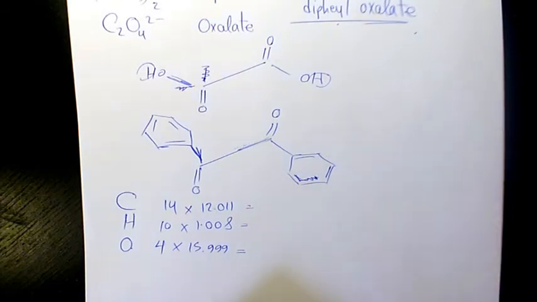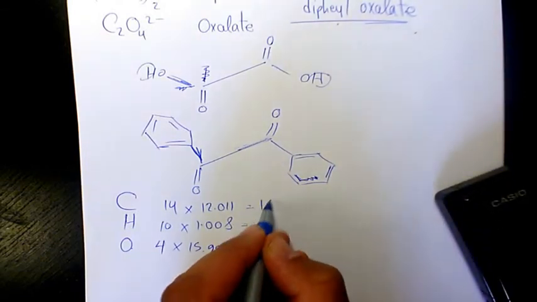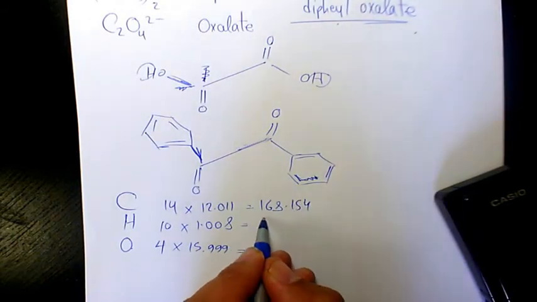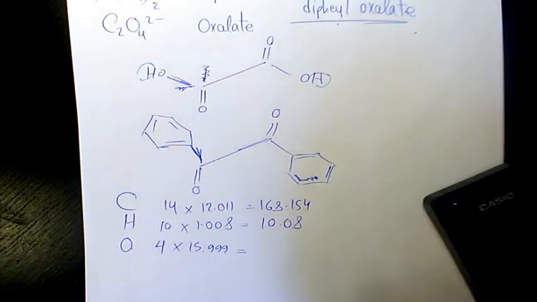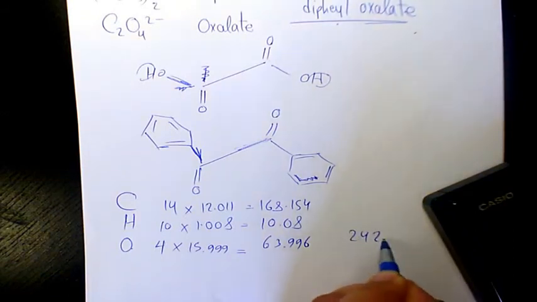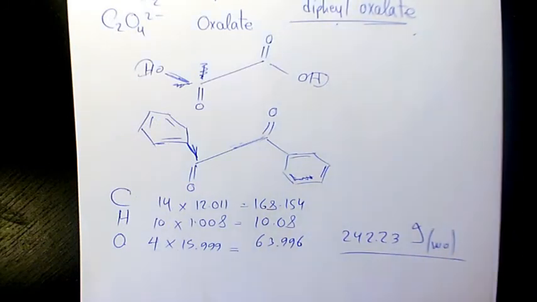That's going to be 14 times 12.011, that's 168.1454, plus 10 times 1.008, which is 10.08, plus 4 times 15.999, which is 63.996. When you add them together, it's 10.08 plus 168.1454 plus 63.996, which is 242.23 grams per mole. That's the molar mass of this compound.